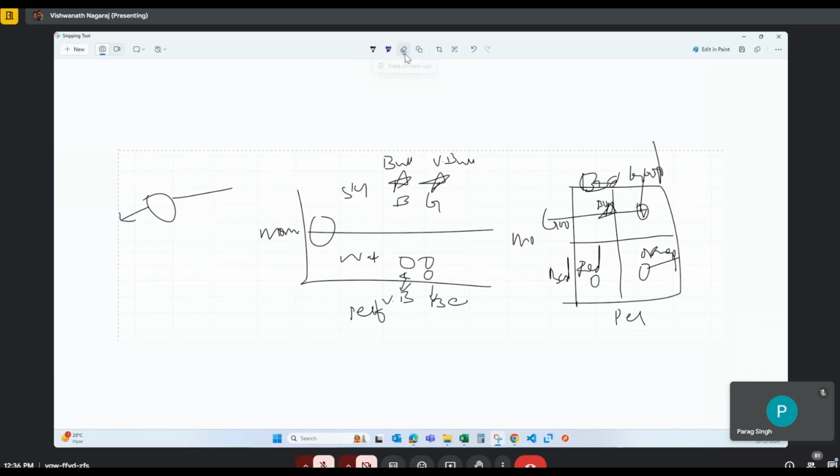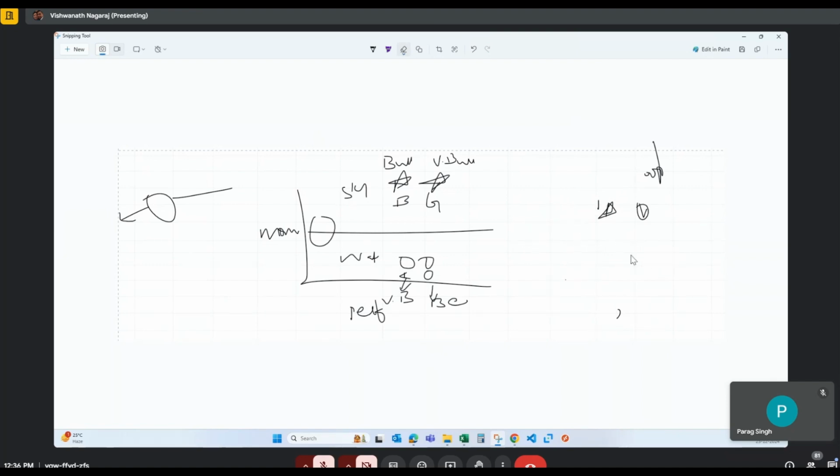I don't know why this is not coming. Simple. Now do we know what the green star, blue star stands, and what is orange and red? Okay, clear?